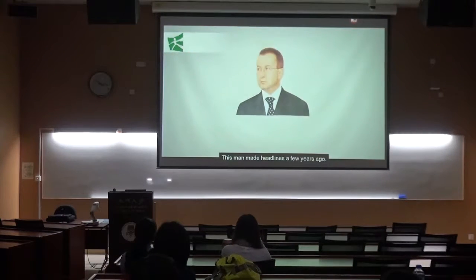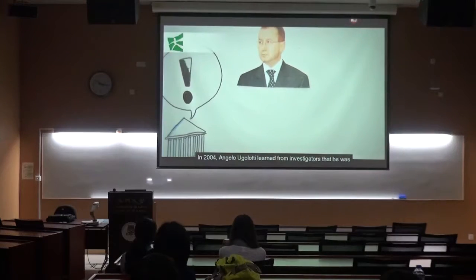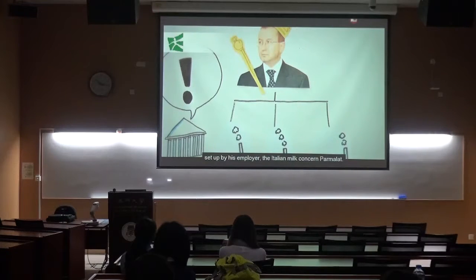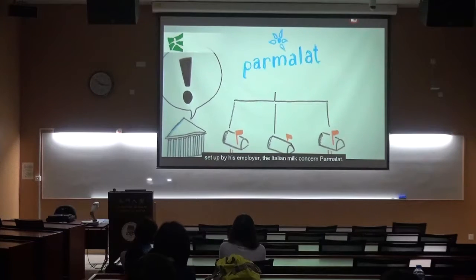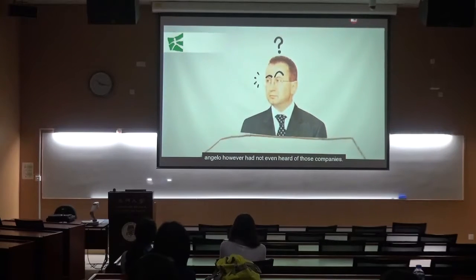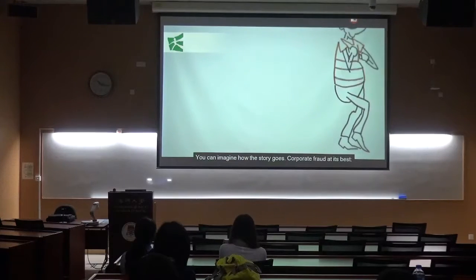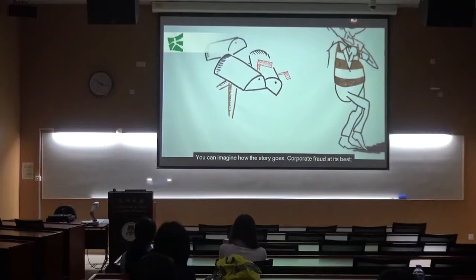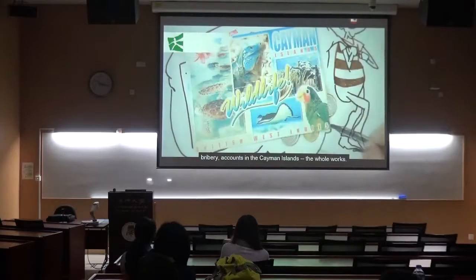This man made headlines a few years ago. In 2004, Angelo Ugolotti learned from investigators that he was chairman of the board of several companies set up by his employer, the Italian milk concern Parmalat. Angelo, however, had not even heard of those companies, and Parmalat was only responsible for the switchboard. You can imagine how the story goes. Corporate fraud at its best, bogus companies, cooking the books, bribery, accounts in the Cayman Islands, the whole works.